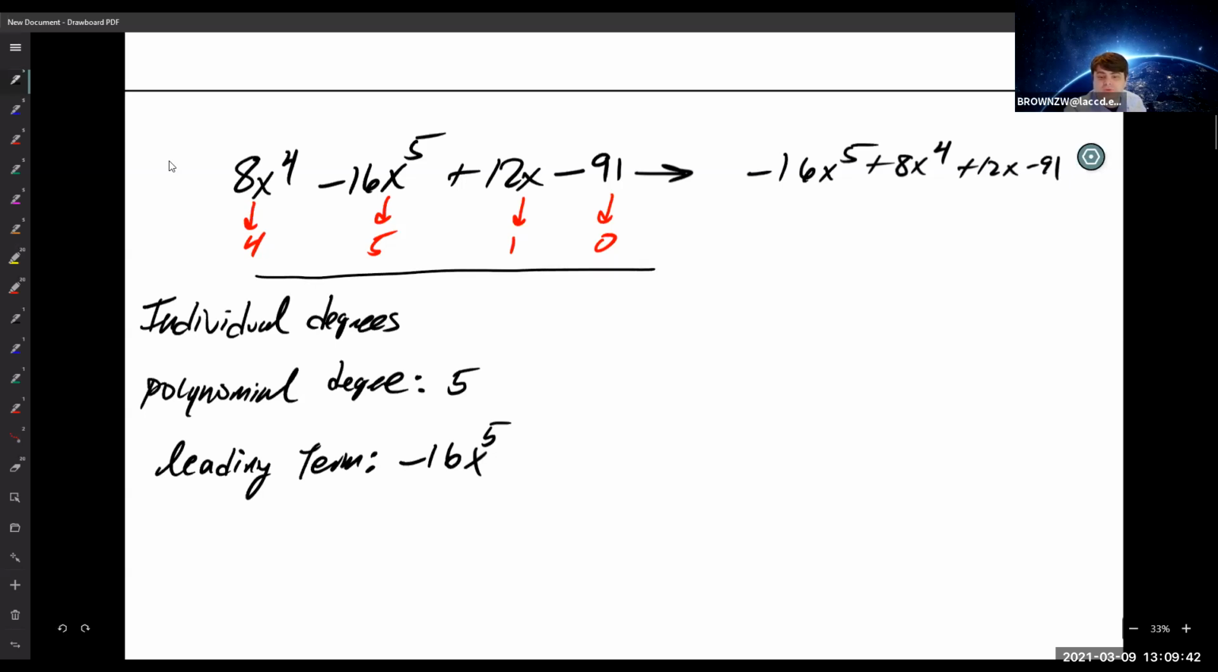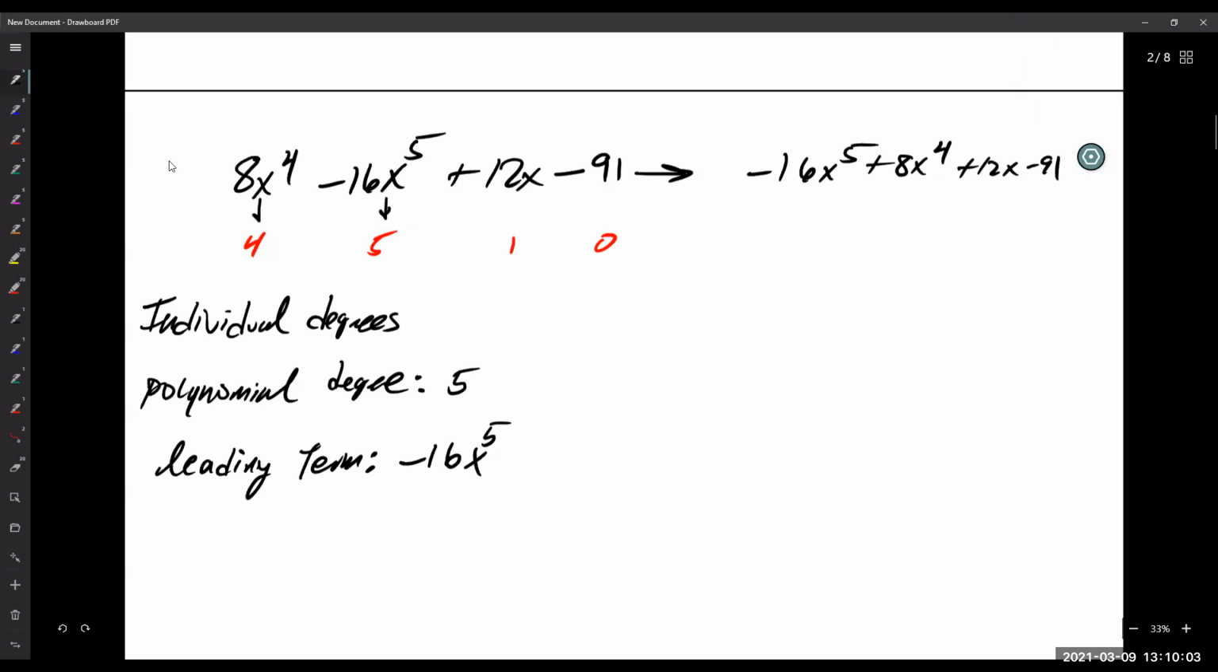But in terms of what the actual individual degrees are, you want to keep them in the same order that your terms are in. So if your terms are in this order, this is how you want to list them out. What you'll actually have is something very similar to this in your homework. You'll have a little box connected to each term asking you what each one is. Yeah, thank you. You're welcome.